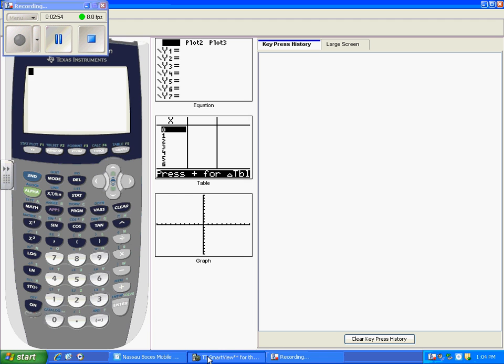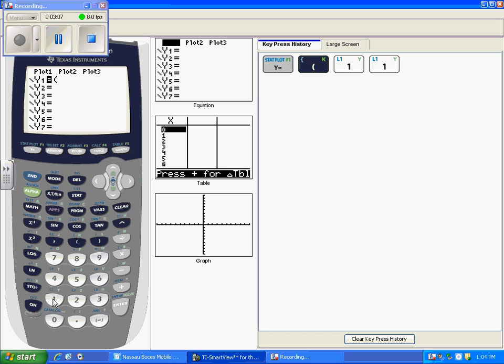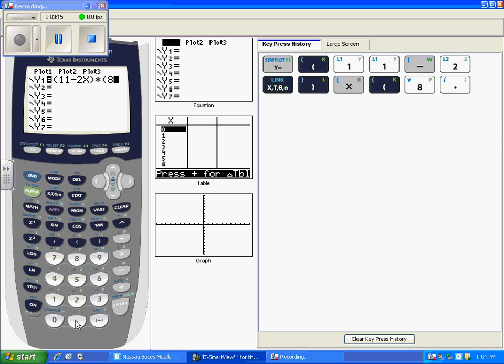I'm going to use the TI-84. I'm going to press Y equals, and I'll make some comments about the TI-89. With the TI-89, you've got to do diamond F1 to get to Y equals. So our function has open parenthesis 11 minus 2x, close parenthesis, times open parenthesis 8.5 minus 2x, close, times x.